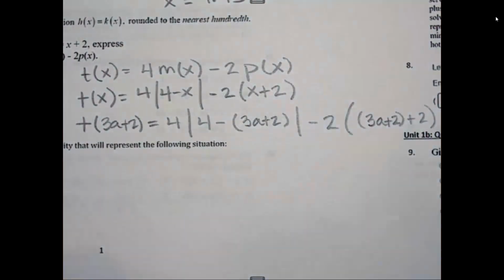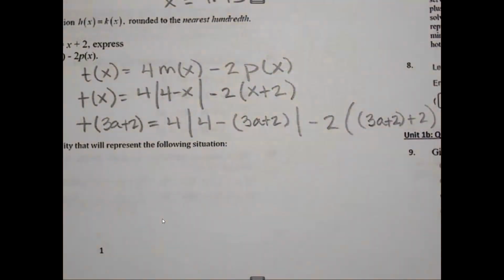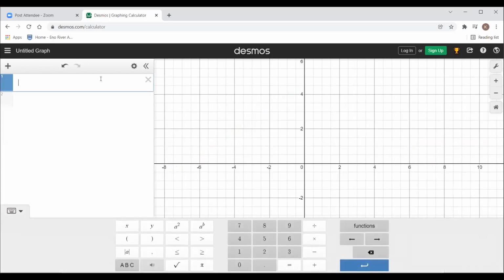Okay, at this point, I am all mathed out. Are you guys mathed out? That was a lot of math. Okay, so what we're gonna do is we're gonna get Desmos. So we're going back to Desmos. I'm gonna clear what I've already done. I'm not gonna type in the t of x. I'm gonna type in the right side.